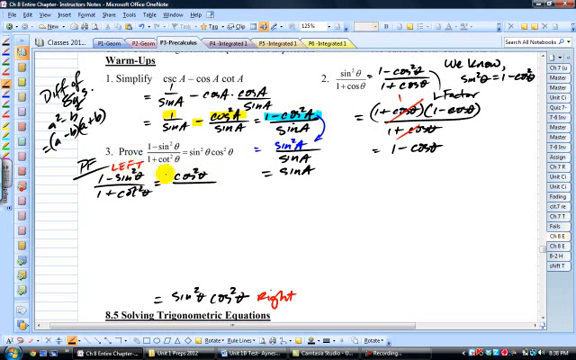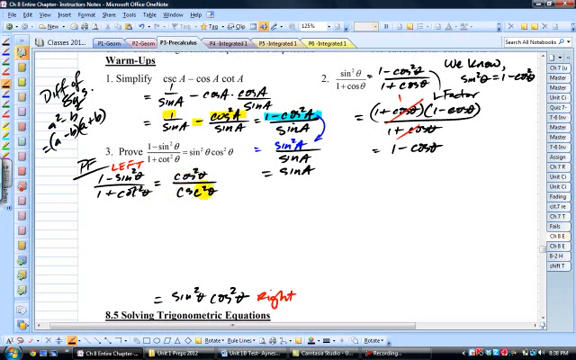Anytime you see squared functions, think Pythagorean identities. Think of those first 3 basic ones that I went over a couple of lessons ago. And I know that 1 plus cotangent squared theta is nothing more than cosecant squared theta. Two identities right there in the same fraction.